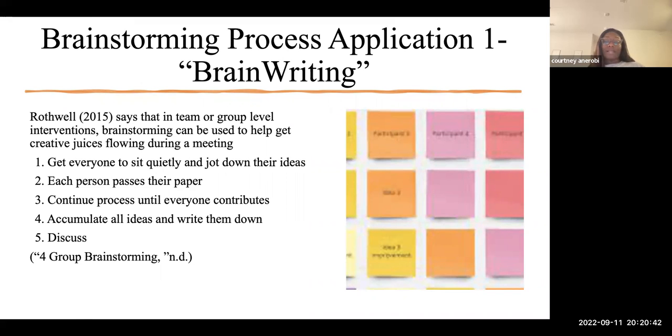And then you can set a timer or a number of ideas that you want people to come up with, whether it be 1, 5, 10, just any number. Then, once each person is done jotting down their ideas, they pass it along to their neighbor, and their neighbor adds on any ideas they can think of while looking over the list they were given. That process continues until everyone has contributed to an idea. Once that is done, you accumulate all ideas, write them down, and discuss how you can go forward from there.